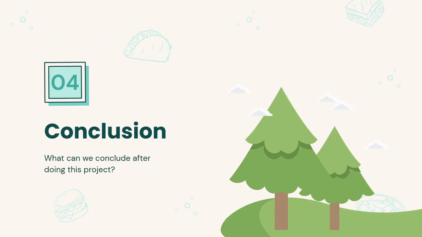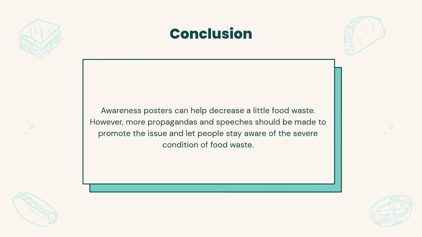So now, into the conclusion. What can we conclude after doing this project? Although there are many options that we can do, because we are just students and cannot look into the economic aspects of the school, we can only make people more aware of the entire issue and potentially decrease the food waste made in school. But more propaganda and speeches would be made to promote the issue and let people stay aware of the severe condition of food waste. But that's about what we can do because of our limitations as students.